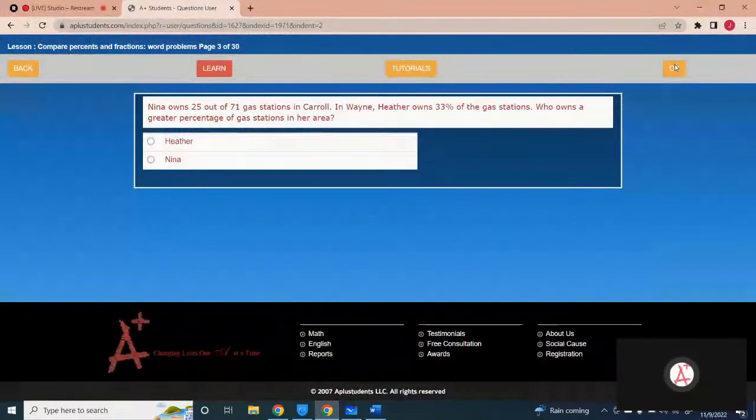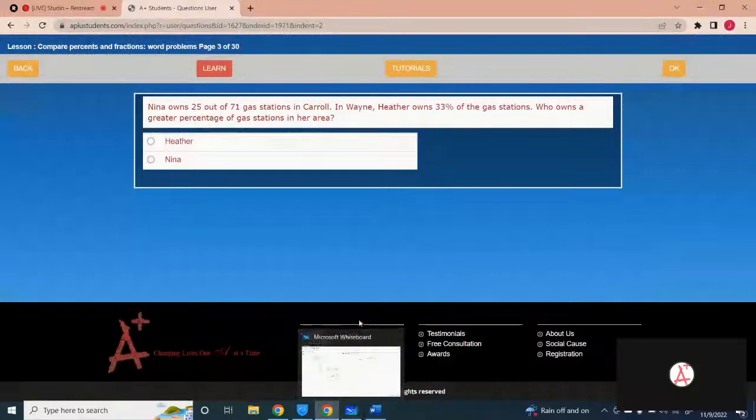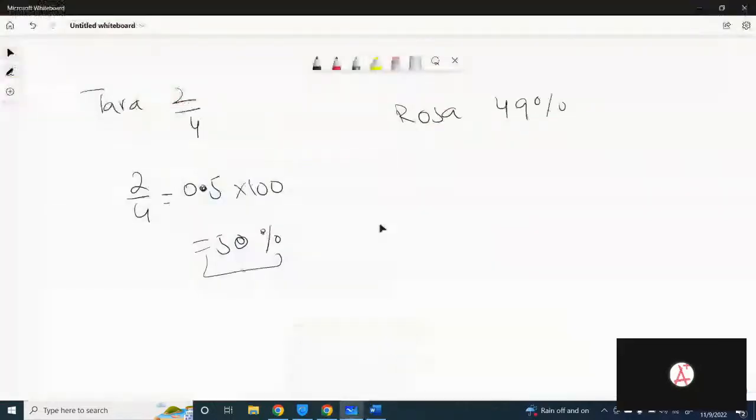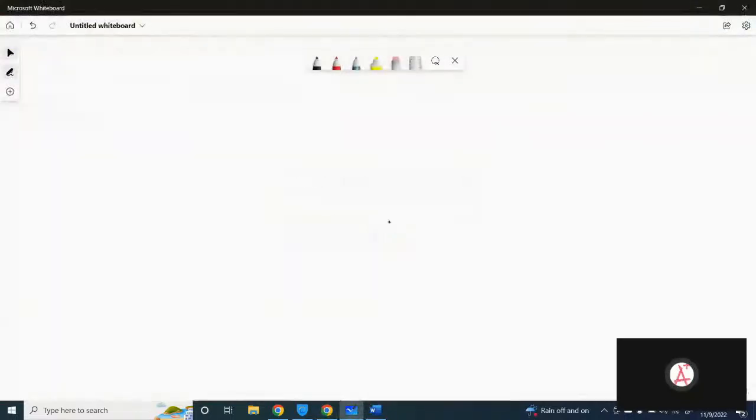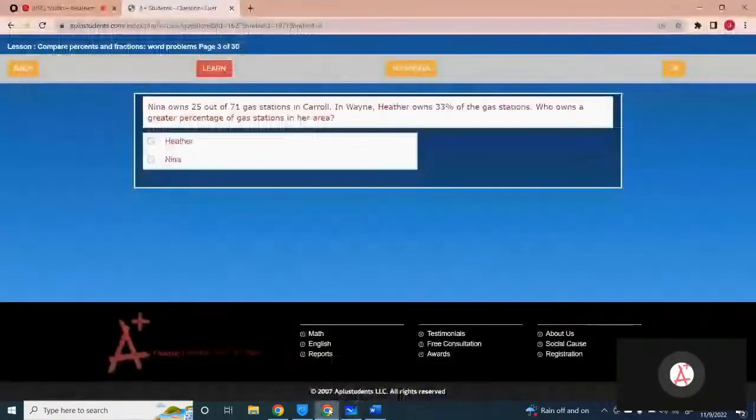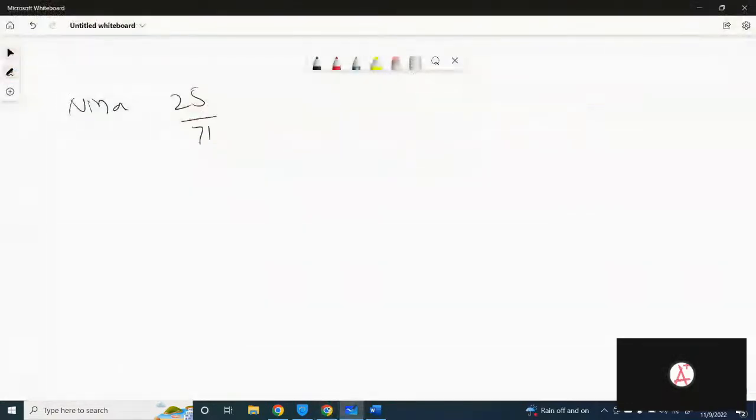Okay, Nina owns 25 out of 71 gas stations in Kerala. In Wayne, Heather owns 33% of gas stations. Who owns a greater percentage of gas stations in her area? Got it? So Nina has 25 out of 71, it would be 25 over 71, and Heather has 33%.